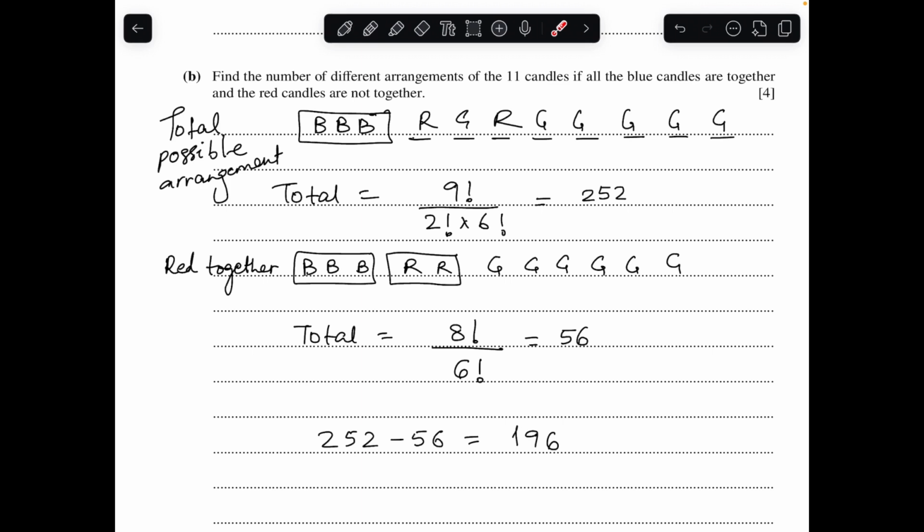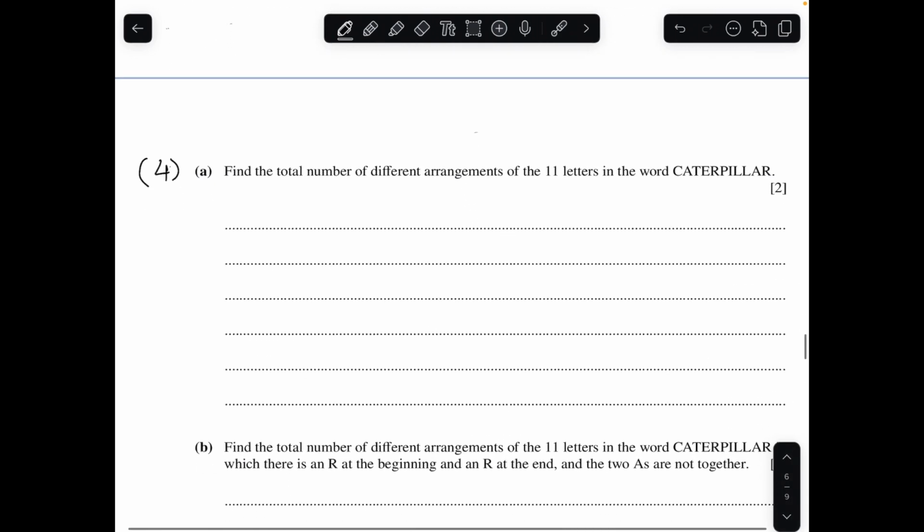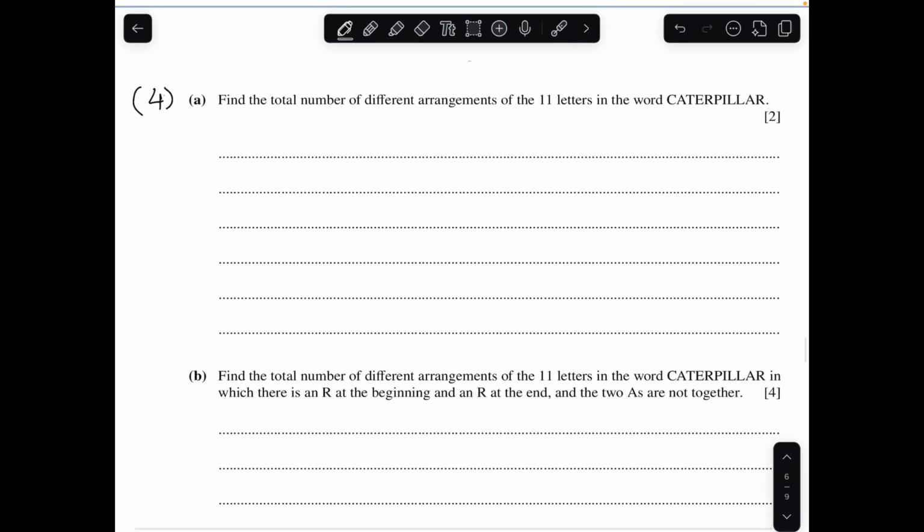If you don't know what the method of gaps is, please look up the playlist and revise a little bit. I have another video on permutation and combination, and also the latest video I posted about the past paper, where I have explained the method of gaps clearly. All right. Let's move to the next question.